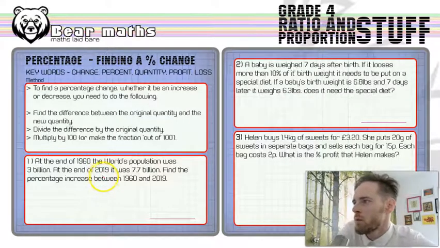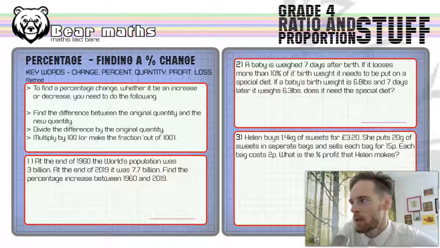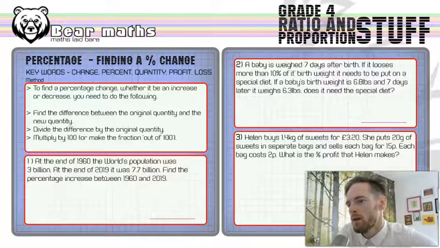So to find a percentage change, whether it be an increase or a decrease, you need to do the following thing. Find the difference between the original quantity and the new quantity. So that means do the big number, take away the small number, and you've got the difference. Divide the difference by the original quantity, and then you multiply by 100. Now, on the non-calculator paper questions, it would be possible to make your fraction out of 100, and therefore your percent is just sitting on top.